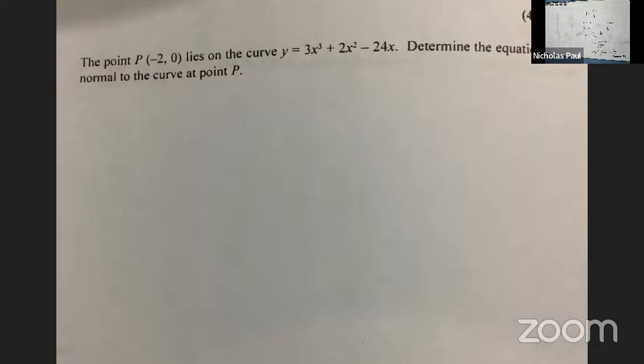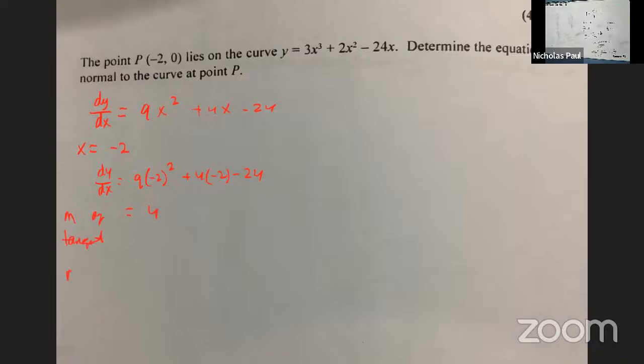All right, let's check it out. So first thing first, we want to find dy/dx. dy/dx will be 3 by 3, that's 9x squared plus 4x minus 24. Then we're going to check when x is minus 2. dy/dx is 9 by minus 2 squared plus 4 by minus 2 minus 24. How much do you get there? Positive 4? Right. So this is the gradient of the tangent.